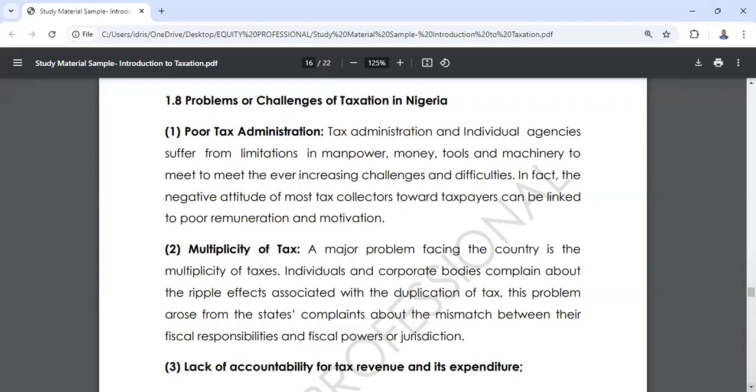Another one, multiplicity of tax. Multiple tax simply means we have different types of taxes collected on one single income. You earn 100,000 naira or you earn 500,000 naira. Out of that 500,000, you pay value added tax, personal income tax, stamp duty, and local government dues on the same 500,000. Multiple taxes arise where different taxes by each tier of government are levied on the same income received by one single individual. One income, government collects like 5 different taxes. That is multiple tax. It's a problem to taxation.